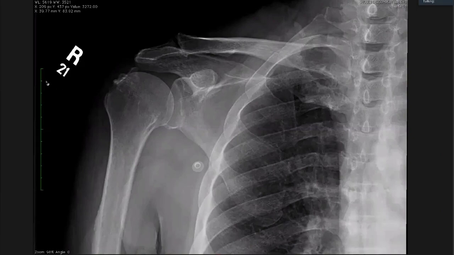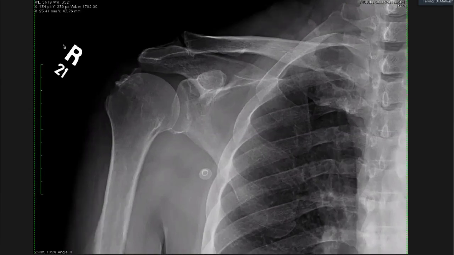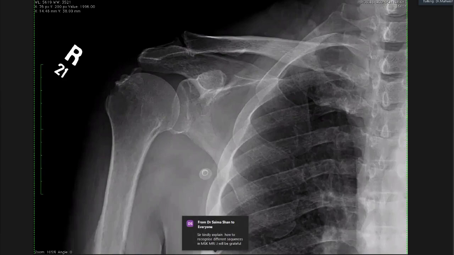Okay. This is an X-ray of the shoulder, frontal projection, right shoulder joint. There is reduced bone density noted. And I can appreciate irregularity at the lateral aspect of the head of the humerus with some sclerosis. The glenohumeral joint space appears unremarkable to me.